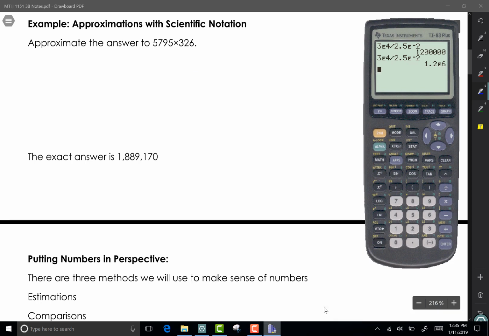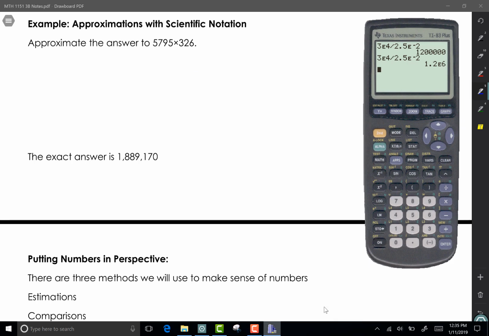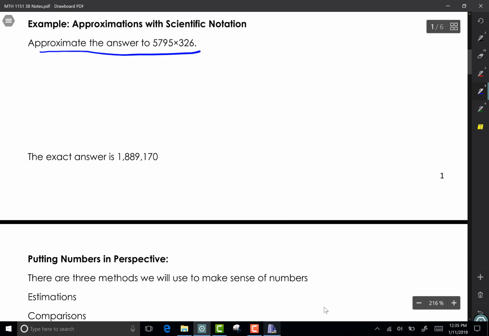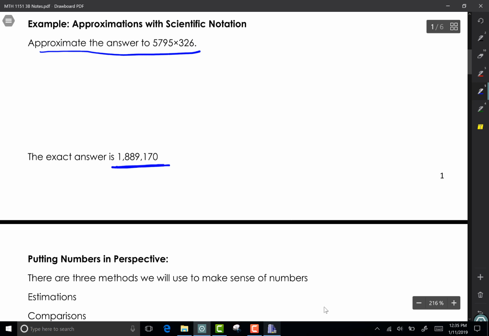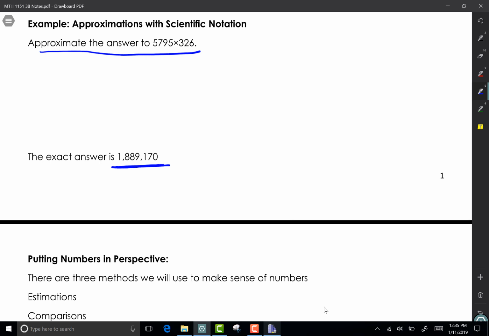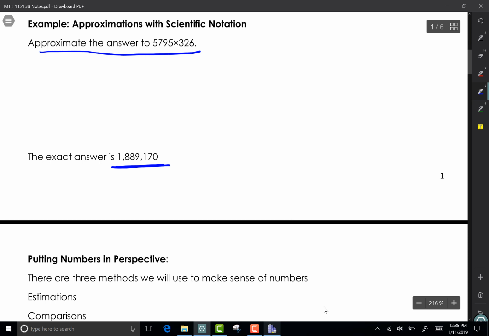If you're familiar with your exponent rules, when you write numbers in scientific notation, it makes it easy to approximate answers without a calculator. So, for example here, we're going to approximate the answer of 5,795 times 326. The actual answer, if you do that on your calculator, is 1,889,170. But we can approximate it by saying the 5,795 is close to 6,000 times, and the 326 is close to 300.